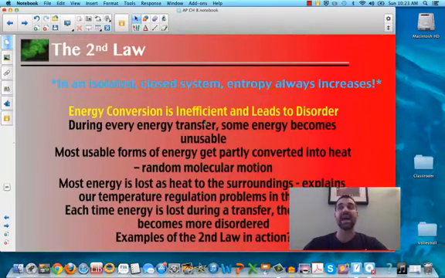Examples of the second law in action. Those of you who are starting to drive will eventually notice that your car becomes disordered. It becomes a mess. You might start off nice and clean, but then as you are driving around you just kind of throw stuff in the back, you go to the drive-thru, you just throw the trash on the floor, suddenly disorder occurs.